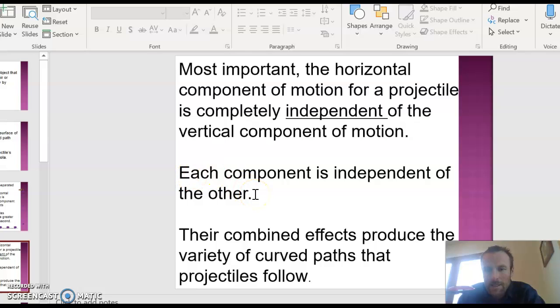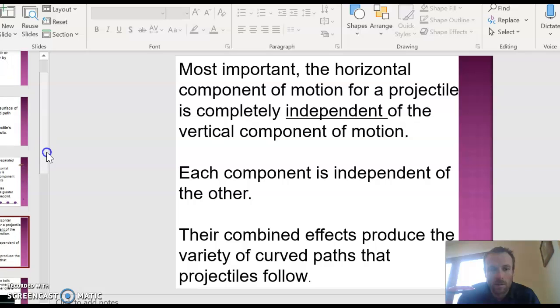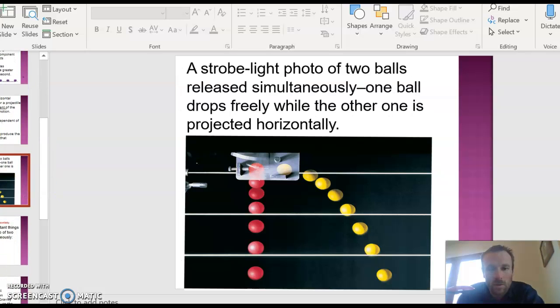So one of the key ideas here, and if you learn one thing from this video, I'd like you to remember that the horizontal component of a projectile's motion is independent of the vertical component. And that allows us to treat the motion of the object in the x dimension separately from the motion of the object in the y dimension. And really what we're going to be doing here is 2 kinematics problems at the same time.